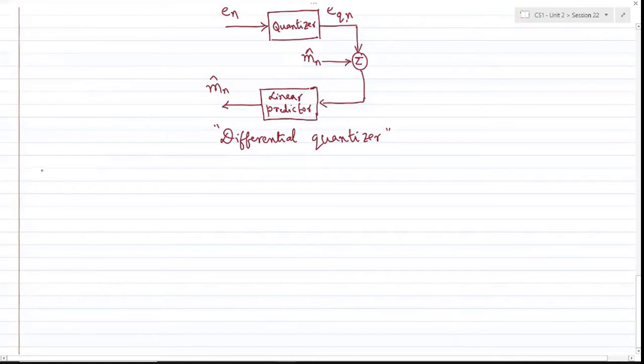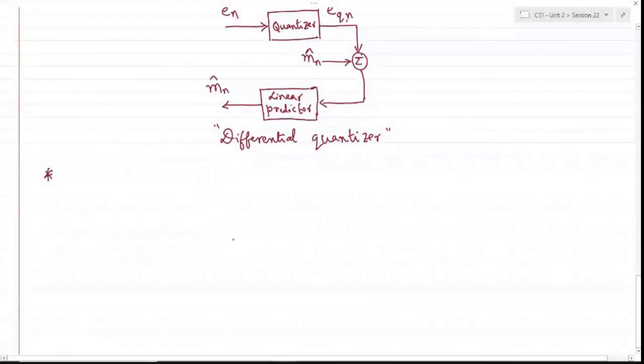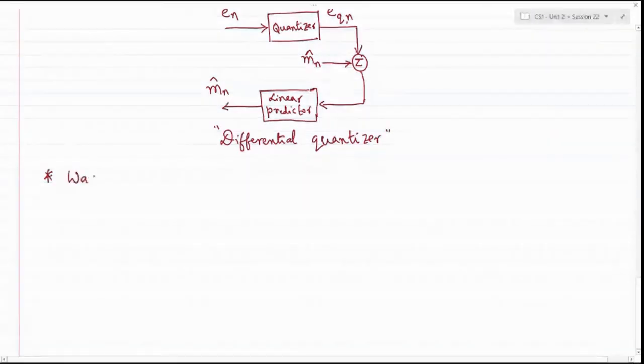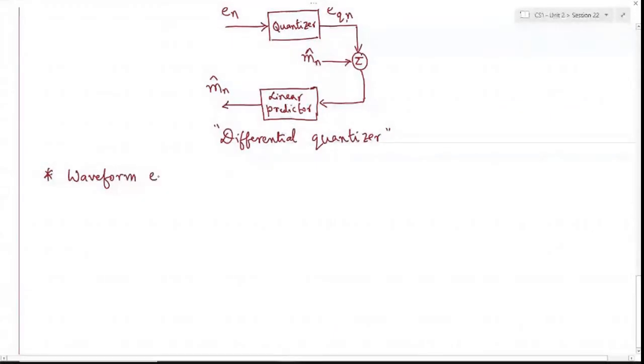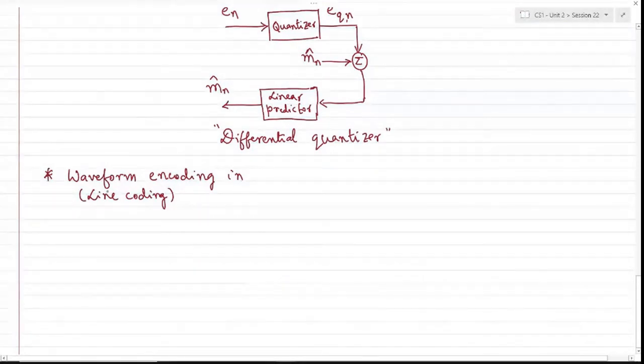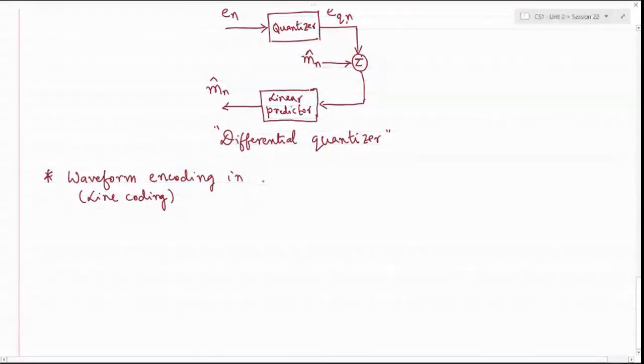In order to say this theoretically, the motivation behind this differential quantization follows from two practical observations. The first is that we need to perform waveform encoding in the transmitter. This is known as line coding, where we convert all the bit streams into pulses, into waveforms. So we need to perform this waveform encoding in the transmitter, which requires the use of quantization.